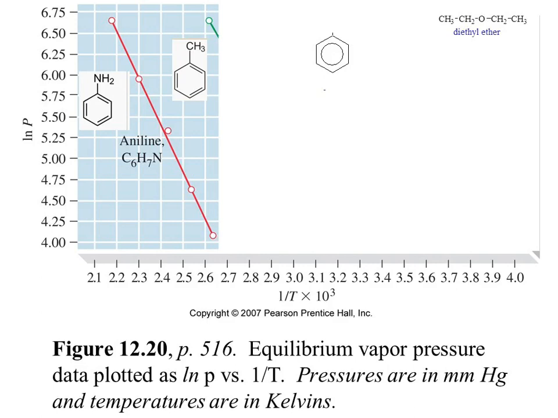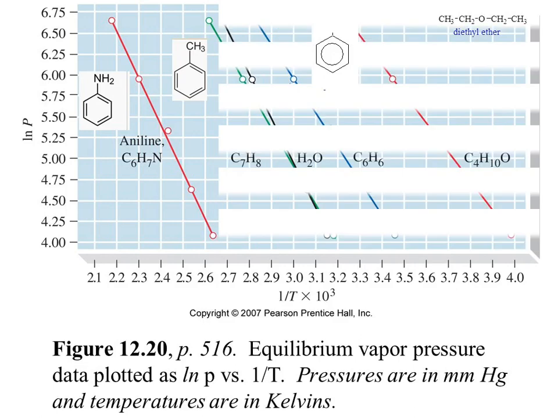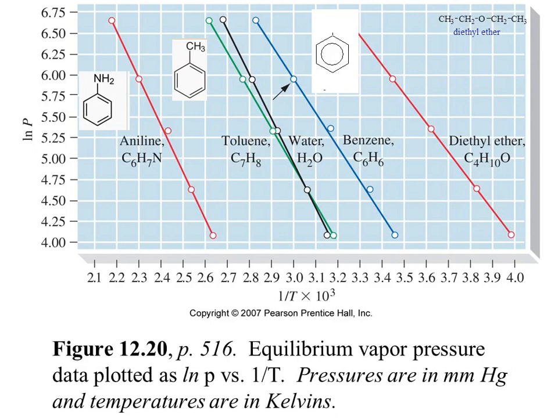So let's see, they ran it 1, 2, 3, 4, 5 times because there are 5 dots up there. They took their pressure and took the natural log of it. They took their temperatures and made sure it was in Kelvin, and then took 1 over that temperature, and they plotted those. That's it. That's for aniline. And here are the other substances. Kind of from left to right, toluene is benzene with a methyl group. Water is the black line. Benzene is the blue line, and diethyl ether is the red line.